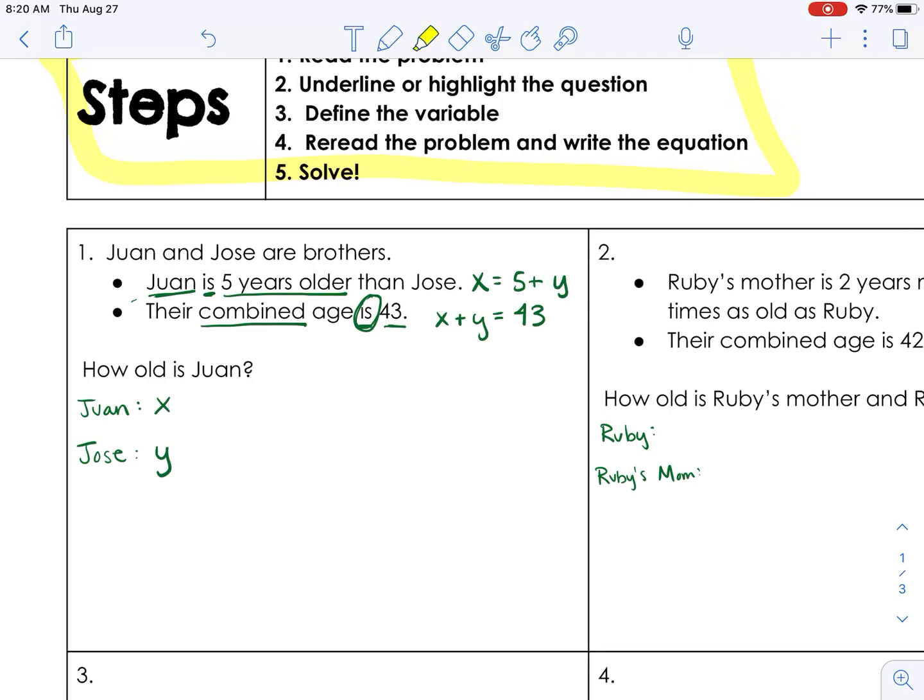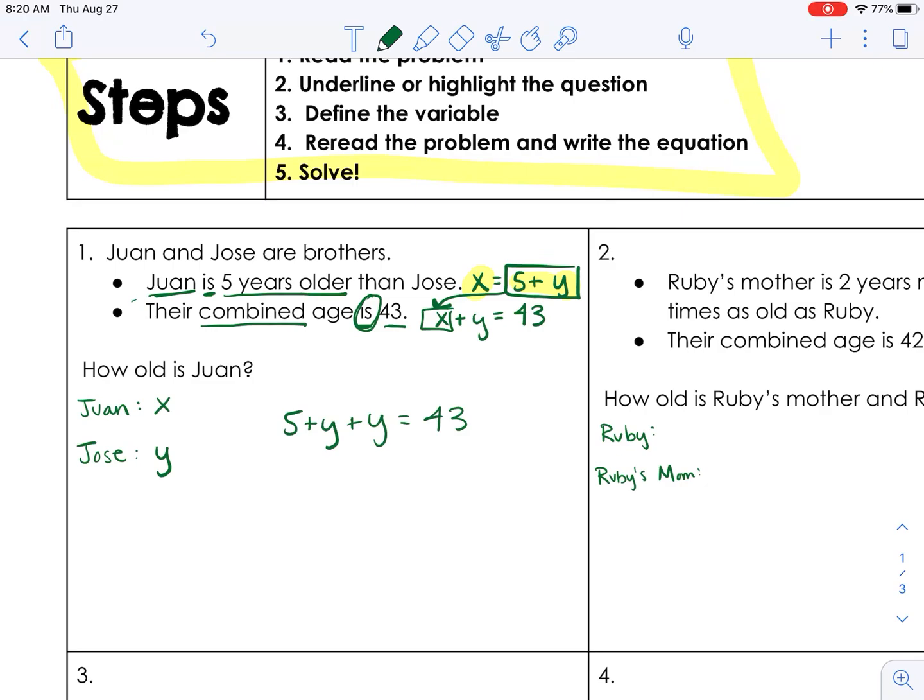So what we're going to have to do is say, all right, well, X is equal to 5 plus Y. So if X is the same thing as 5 plus Y, we're going to plug that 5 plus Y in where we see an X, because X and 5 plus Y are the same thing. So wherever I see an X in the second equation, I'm going to plug in that equality. So now I'm going to put that 5 plus Y there, and I've got 5 plus Y plus Y equals 43.